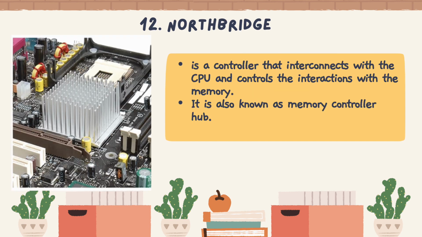Number 12, North Bridge. It's a controller that interconnects with the CPU and controls the interactions with the memory. It's also known as the memory controller hub. Imagine you have a big company with different departments like sales, marketing, and production. The North Bridge is like the manager who helps them communicate and work together so smoothly. It's responsible for making sure the departments, so yun like CPU and RAM, can share information quickly and efficiently.